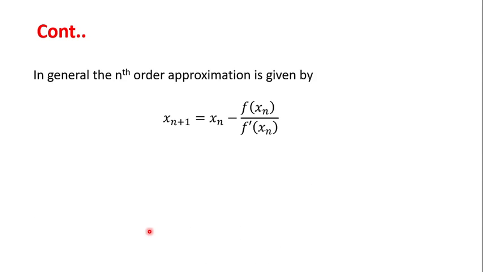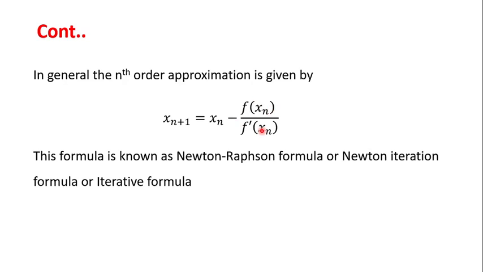Then we write the nth order approximation, that is, x n plus 1 is equal to x n minus f of x n divided by f dash x n. This formula is known as the Newton-Raphson formula or Newton iteration formula, and it is also called an iterative formula. Now let us move on to an example.